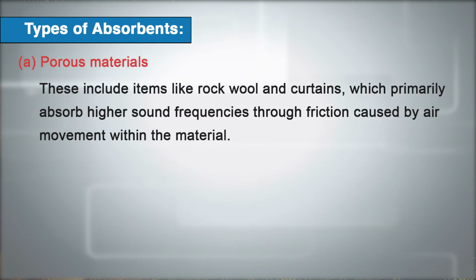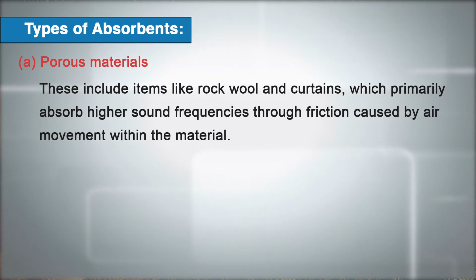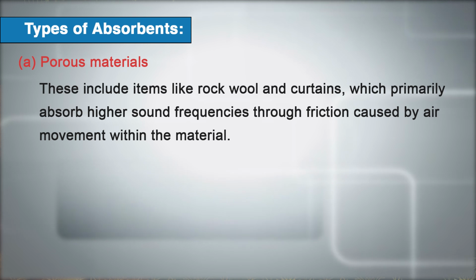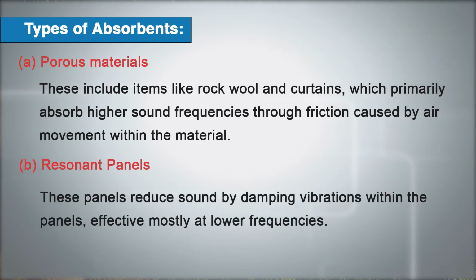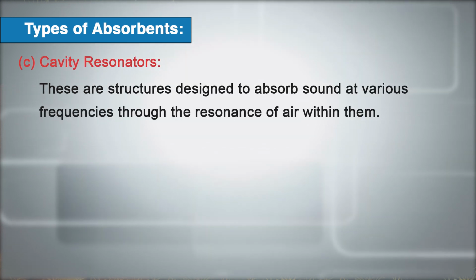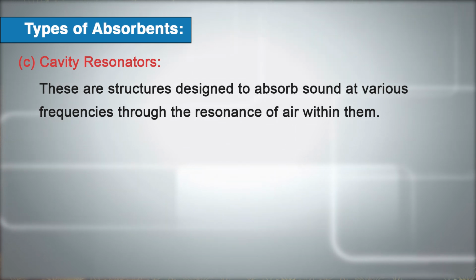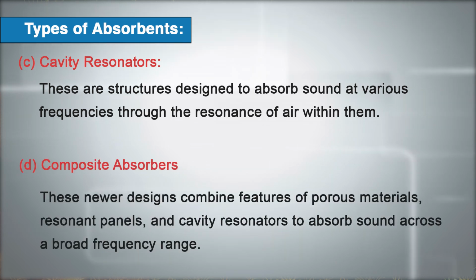First is porous material. These include items like rock wool and curtains, which primarily absorb higher sound frequencies through friction caused by air movement within the material. Next is resonant panels. These panels reduce sound by damping vibration within the panel, effective mostly at lower frequencies. Next is cavity resonators. These are structures designed to absorb sound at various frequencies through the resonance of air within them. Then composite absorbers. These newer designs combine features of porous materials, resonant panels and cavity resonators to absorb sound across a broad frequency range.